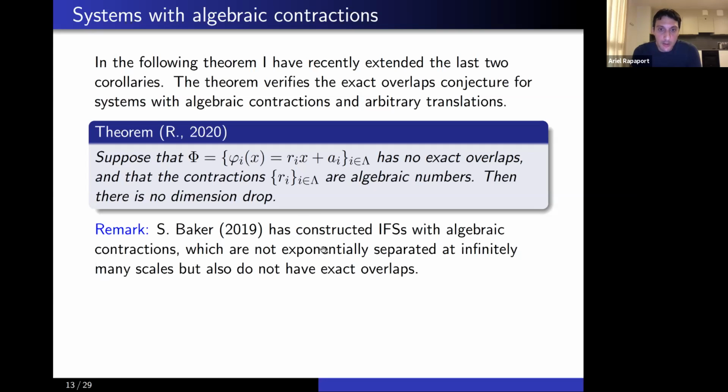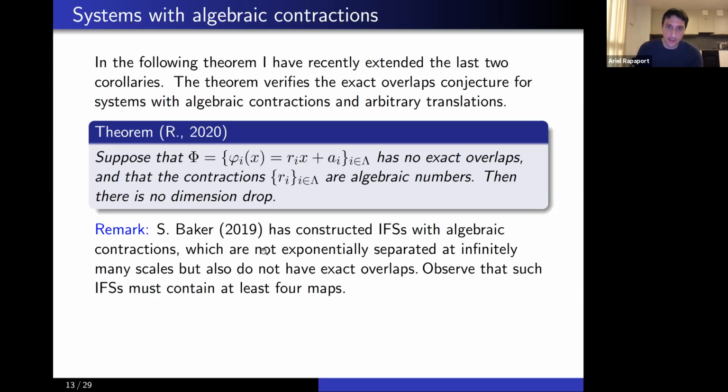And also, it is not written here, but in his construction, and this is related to the question you asked before, you can have these quantities delta n, which measure the closeness of the compositions. They can be arbitrarily small, and you still have the correct dimension. So just observe that by this observation of Solomyak and Shmerkin, such iterated function systems as Baker constructed must consist of at least 4 maps. Otherwise, this is not possible.